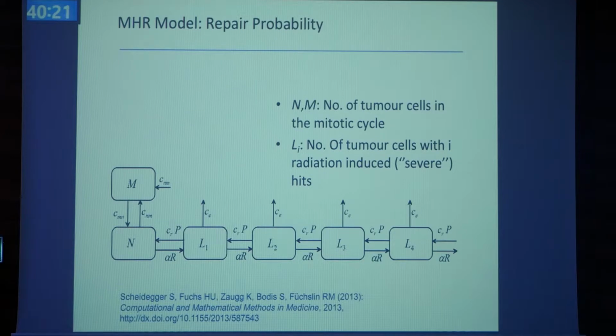The model itself contains a chain of populations. We have undamaged tumor cells N, that are the cells undergoing mitosis. And then we have a chain of populations, L1, L2, L3, and so on. This chain of populations describes cells having a certain number of severe radiation-induced hits. Severity is defined here implicitly by the fact that as soon as a cell has a severe hit, this cell cannot undergo mitosis. This is implicitly the definition of that.